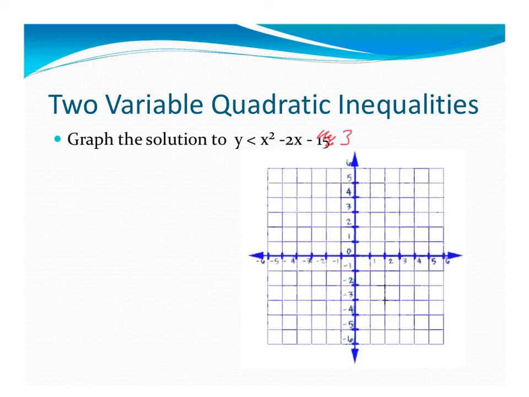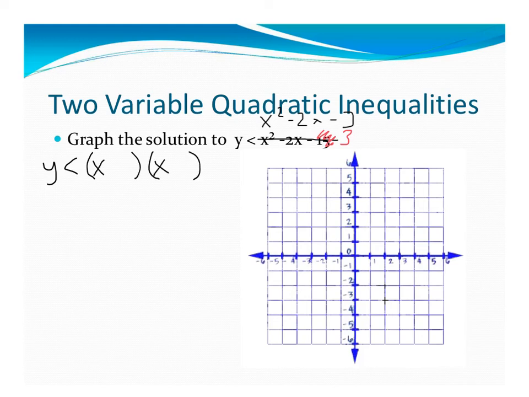So, in order to graph the solution to this one, the first thing I'm going to do is factor it if it's factorable, because then I can find my x-intercepts and it's a little easier to graph. I don't have to do the t-chart and all that stuff. So, we have y is less than, and I'm going to have two factors like this.